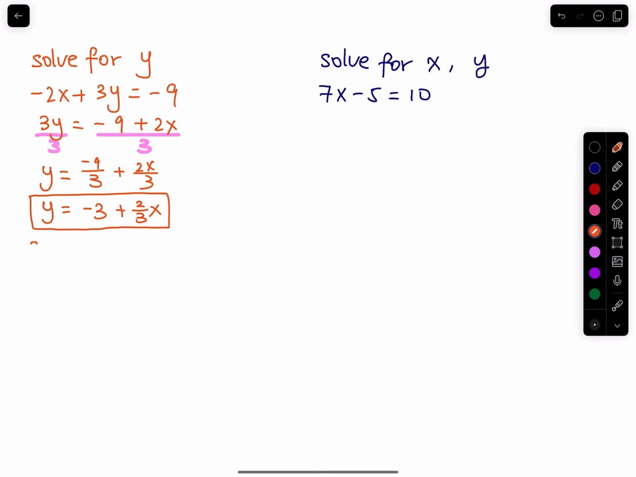How about solve for x? What do we do if you are asked to solve for x? I am going to keep the negative 2x on the left. So negative 2x equals negative 9. This time I am subtracting 3y on both sides, minus 3y. And then you divide both sides by negative 2. And then you have x equals negative 9 over negative 2.